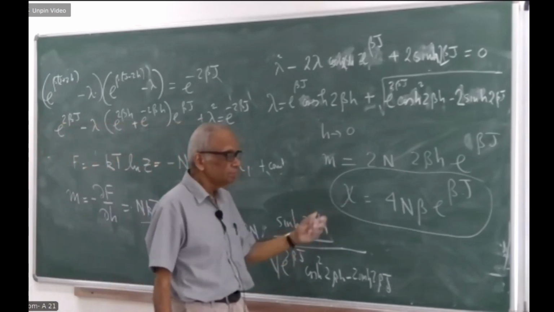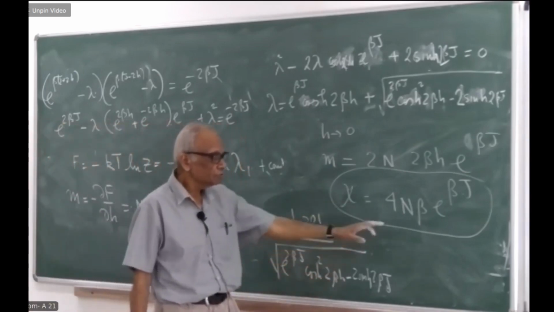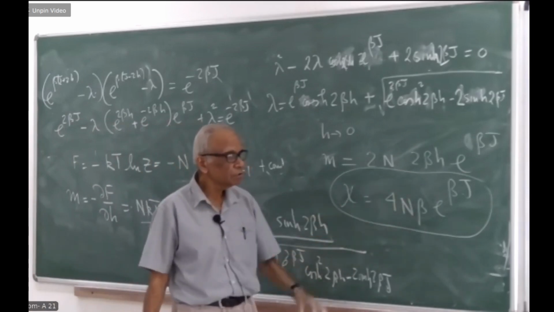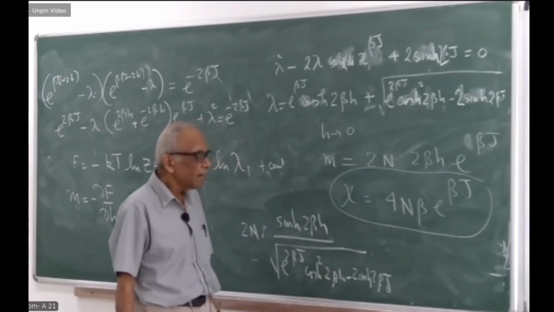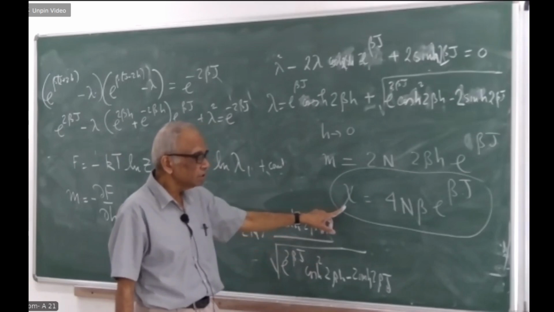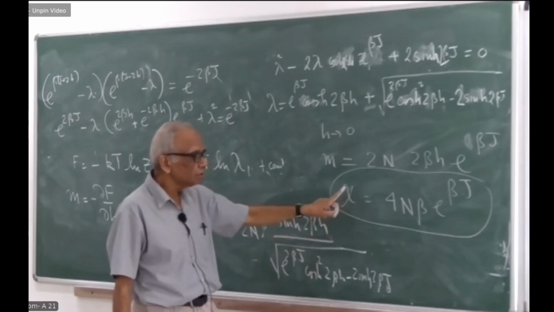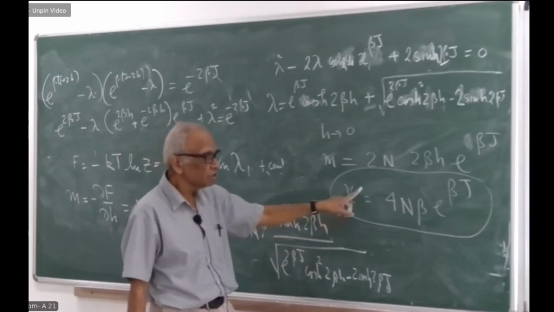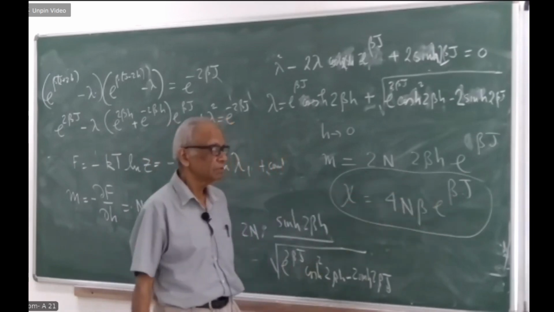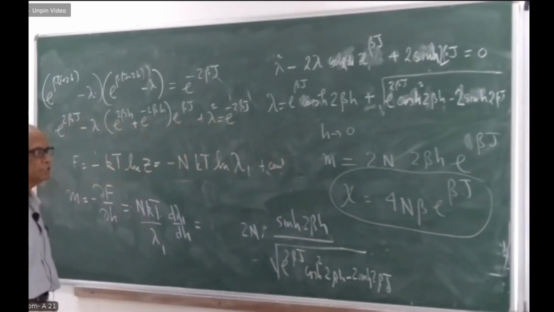So the susceptibility is 4N beta e to the power beta J. And now you notice that at T equal to 0, the susceptibility diverges exponentially. So the exponential divergence of the susceptibility at T equal to 0. So these are the characteristics of the Ising model.